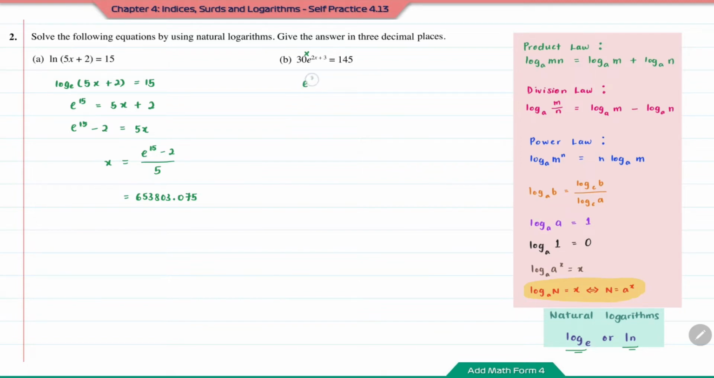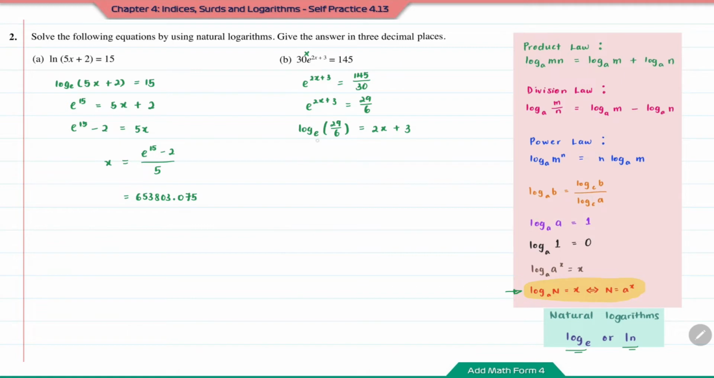So first I can move this 30 to the right hand side. It will be 145 divided by 30. So simplify this, you are going to get 29 over 6. So this is written in index form, so I can change it to log form. Refer to this law again. So this will be log base e of 29 over 6 equal to 2x plus 3.